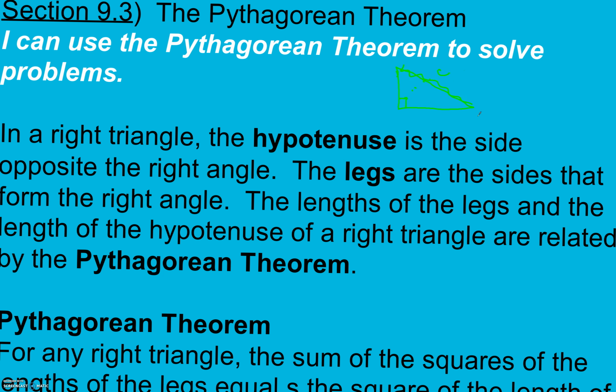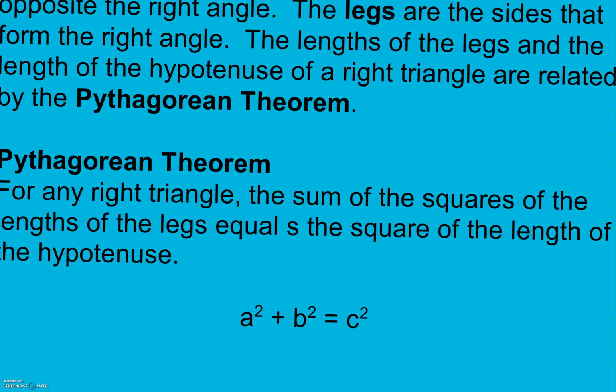The legs are the sides that form the right angle. So this is a leg and this is a leg. The lengths of the legs and the length of the hypotenuse of a right triangle are related by the Pythagorean theorem. So, for any right triangle, the sum of the squares of the lengths of the legs equals the square of the length of the hypotenuse. A squared plus B squared equals C squared.